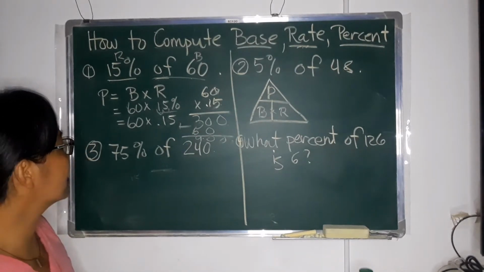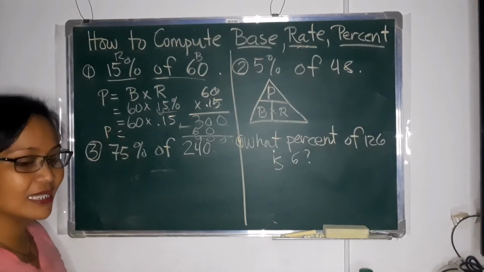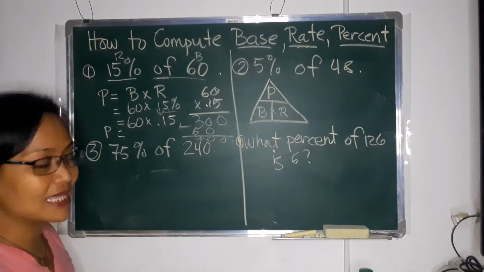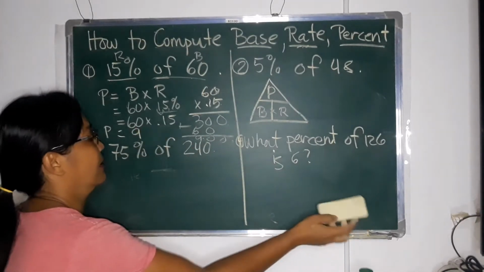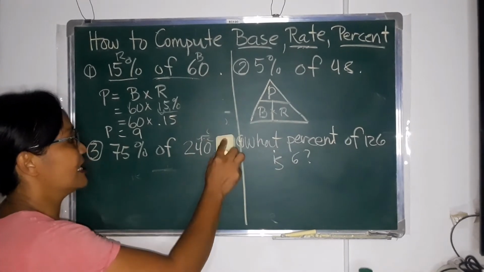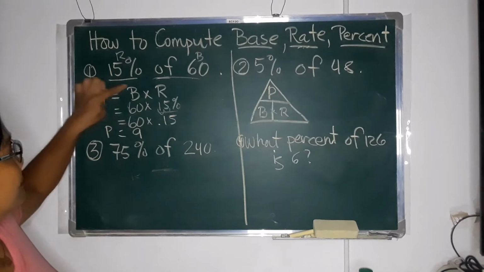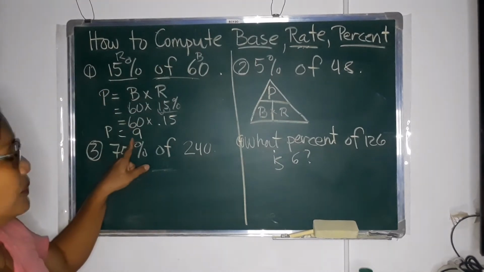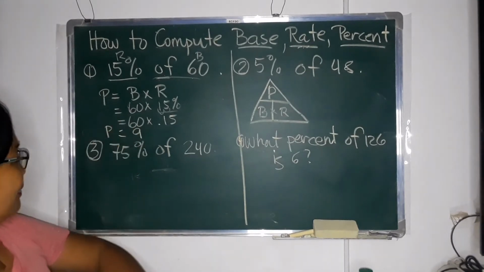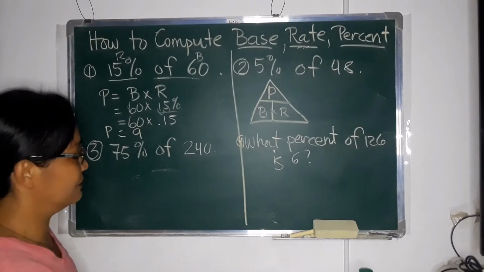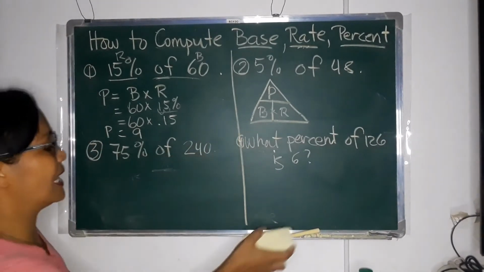Therefore, the answer for P, 15% of 60, is equal to, what is the answer? We have 9. So, we can say therefore that 15% of 60 is equal to 9. Okay? Nakuha? Okay, nakuha. Next, let's move to this number 3 example para makita natin ito.